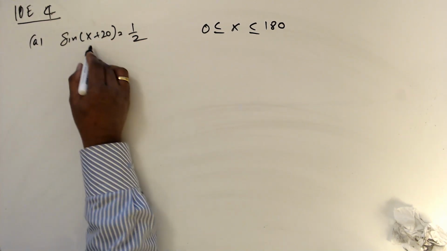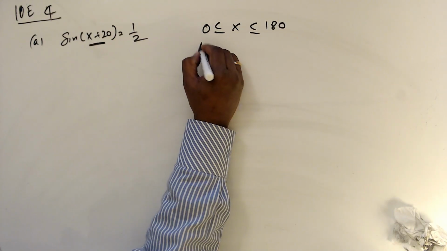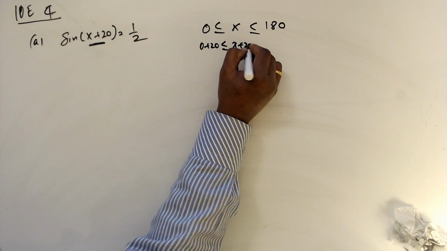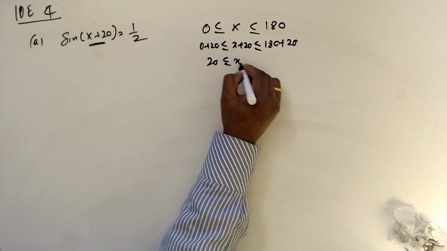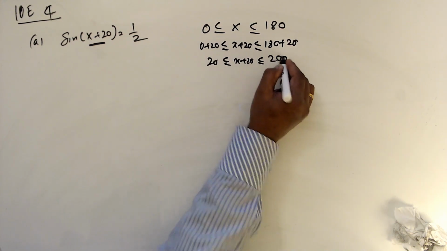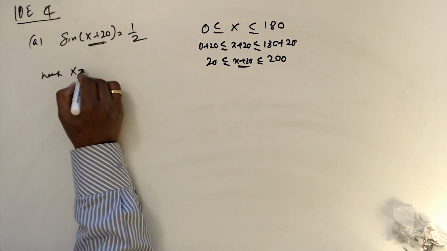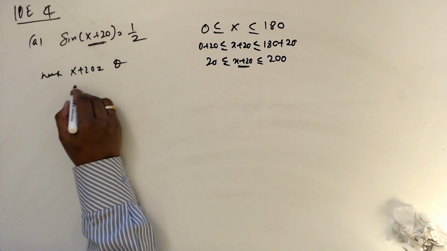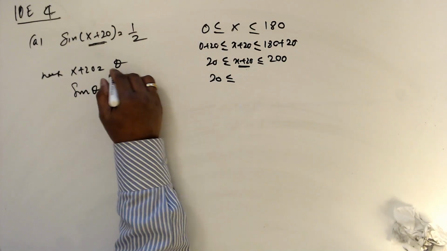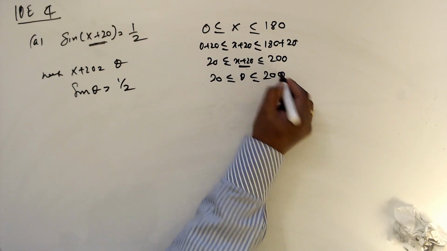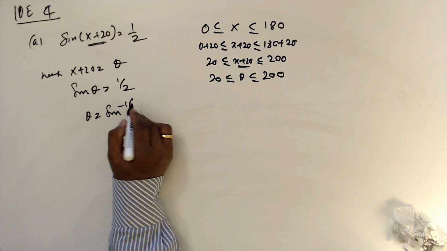Question number 4a. When you look at this, it is x plus 20 and this is x. So I will add 20. So 20 greater than x plus 20 greater than 200. Now x plus 20, it's fine now. Let x plus 20 equal theta, then sine theta equal half. Now we'll solve theta equal sine inverse half.